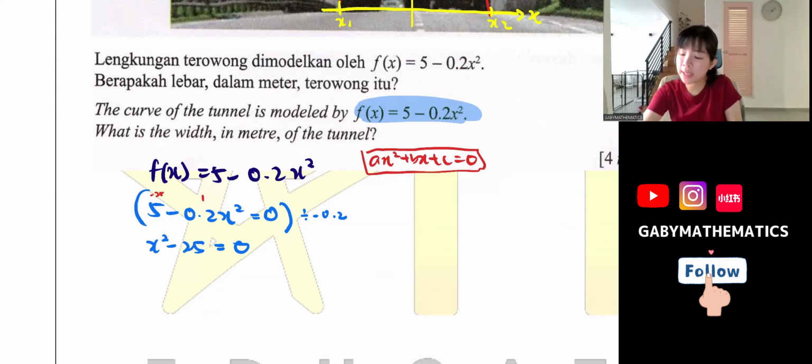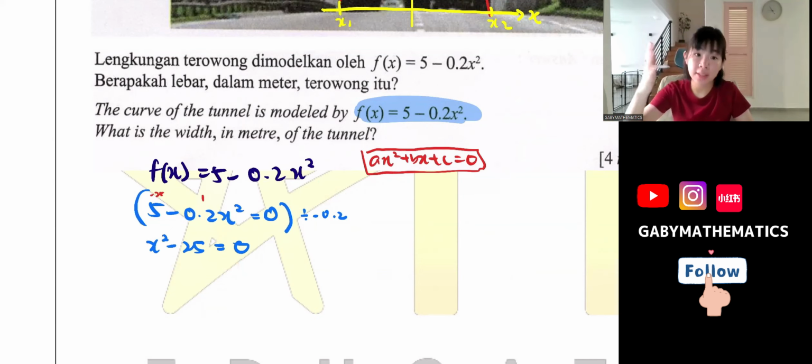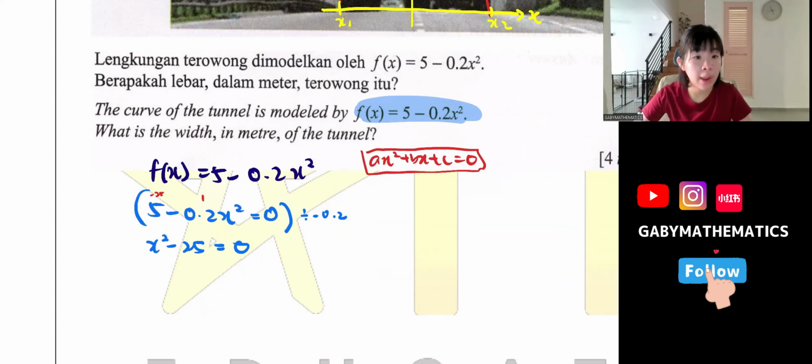Because there's another way of doing this. I divide by negative 0.2, but maybe some people say, can I times negative 5? If you times negative 5, you will get the same thing also. Up to you, do whatever you think of. The idea is, I want to make x² positive and I don't want decimals. So now this is general form.